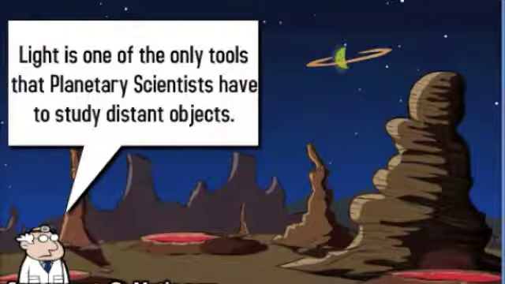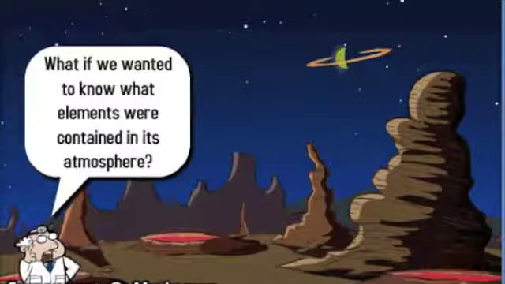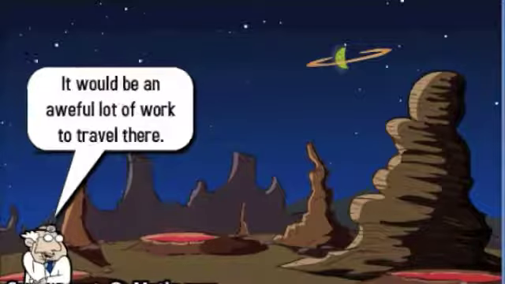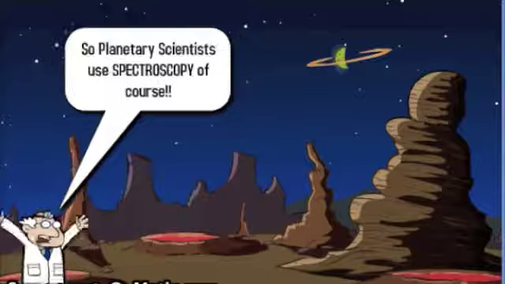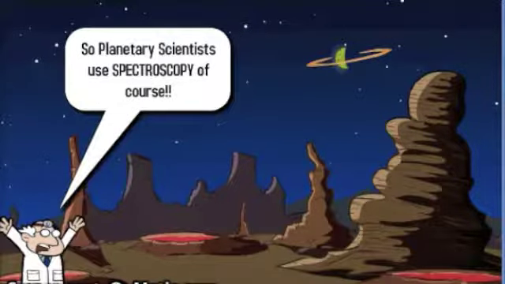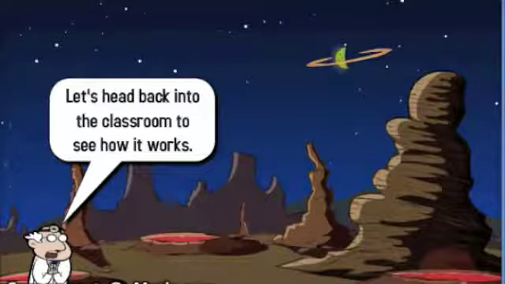Light is one of the only tools that planetary scientists have to study distant objects. Take a look at that planet up there. What if we wanted to know what elements were contained in its atmosphere? It would be an awful lot of work to travel there. So planetary scientists use spectroscopy, of course! Let's head back into the classroom to see how it works.